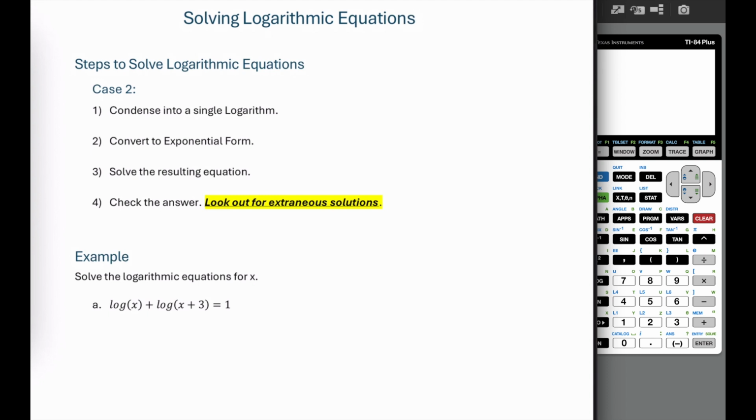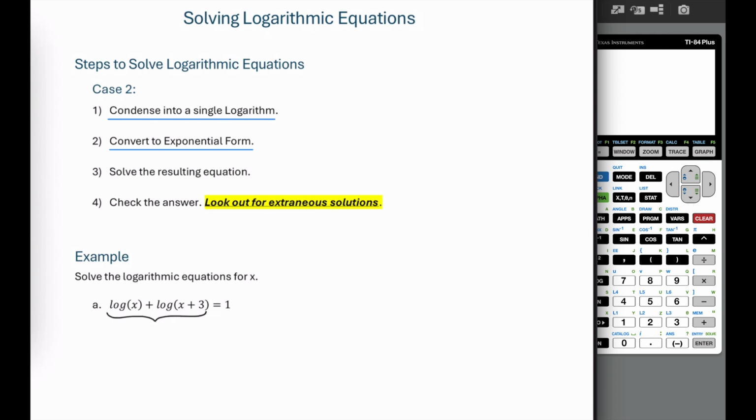We're now solving logarithmic equations where the logs are focused on one side of the equation and there are no logarithms on the other. In this case, what we'll want to do is condense the logarithms that are on one side into a single logarithm and then convert the equation into exponential form.